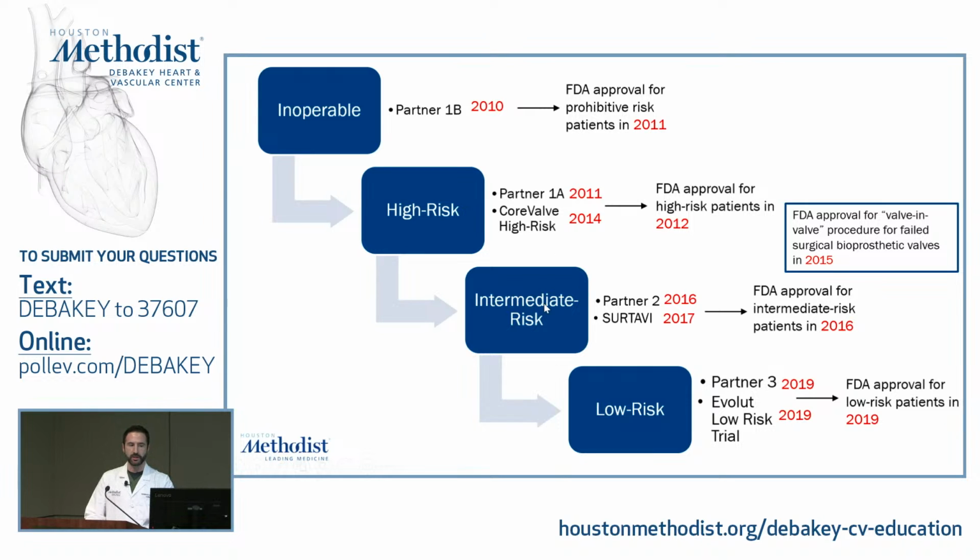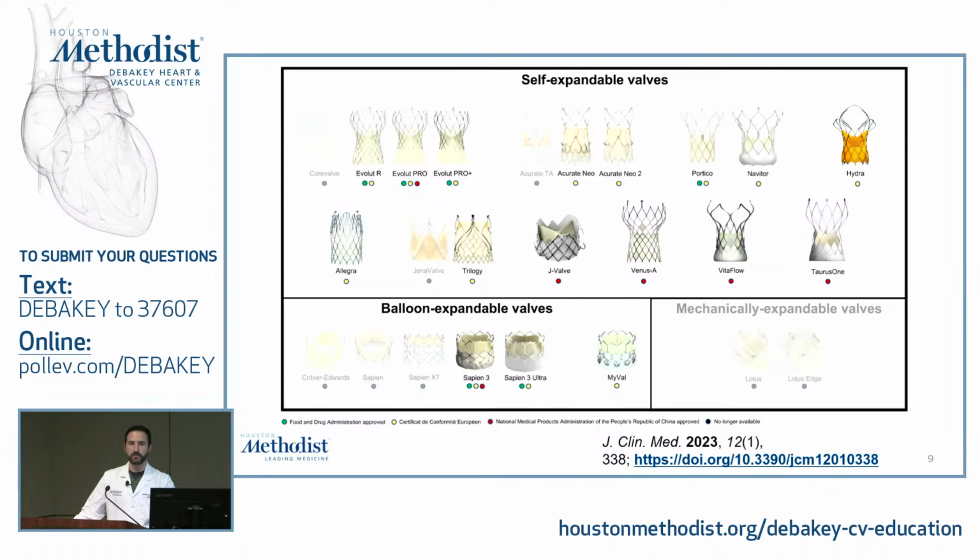And then you had your intermediate risk patients in 2016, 2017. And then in 2015, the first TAVR was approved for valve-in-valve. And then more recently, just a couple of years ago, the PARTNER and Evolut low-risk trials led to FDA approval for TAVR to be used in low-risk patients. So it's a tremendously successful story with how TAVR evolved from first inoperable patients to now low-risk patients.